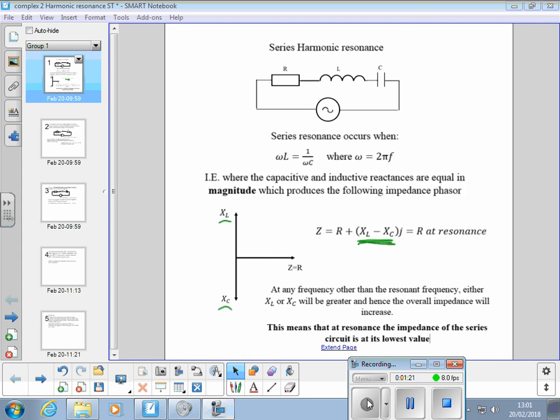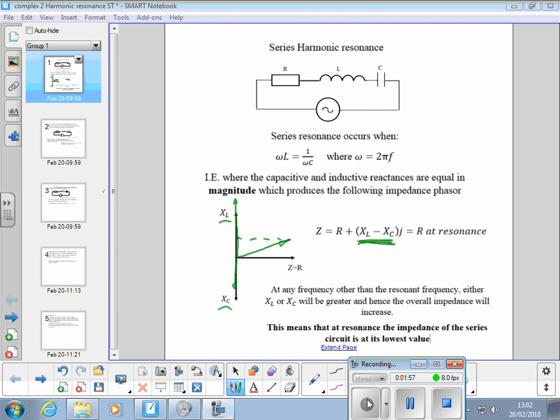And if you think about it, if we change the frequency, if we put the frequency up, this line will get longer, that one will get shorter, the overall reactance will be the difference between the two, and the impedance line must lengthen. So that at series resonance, the impedance is as low as that's ever going to be because it's just the resistance.